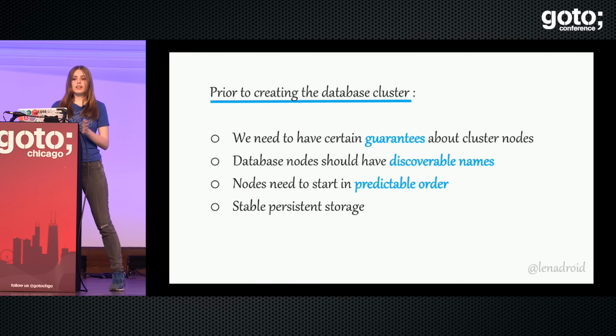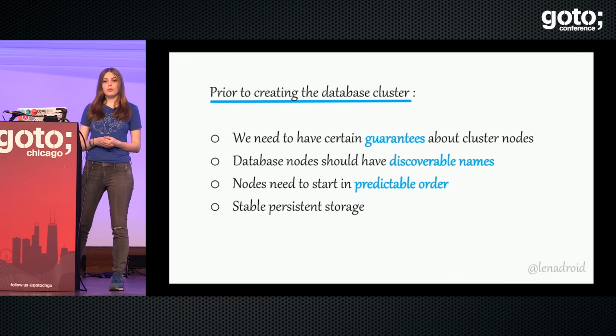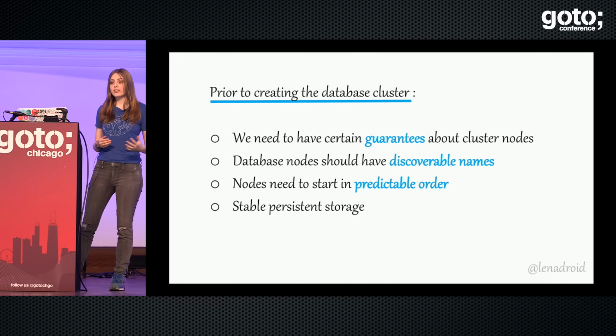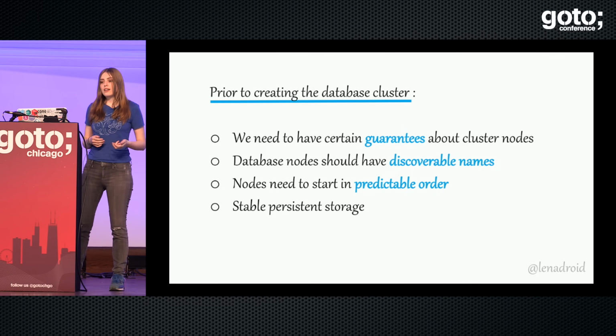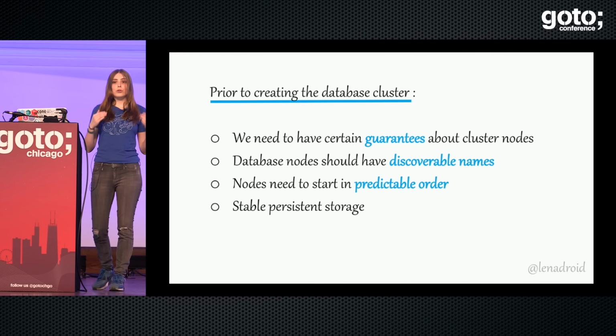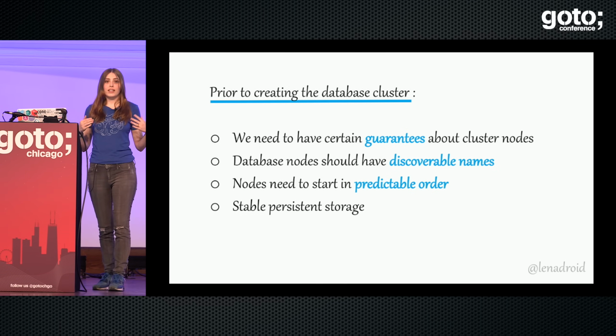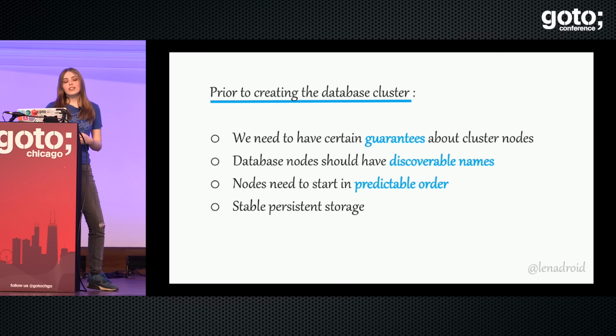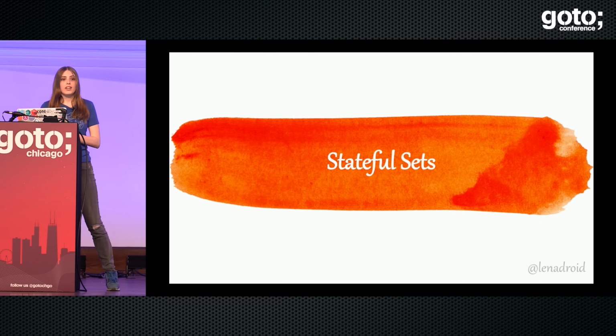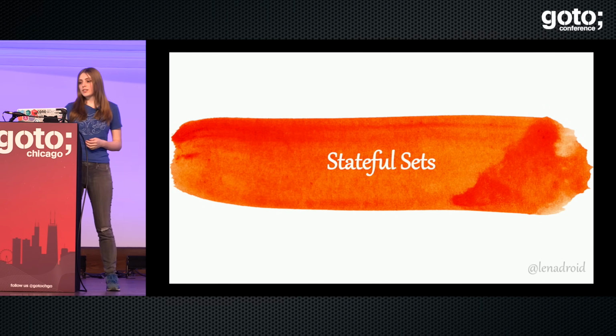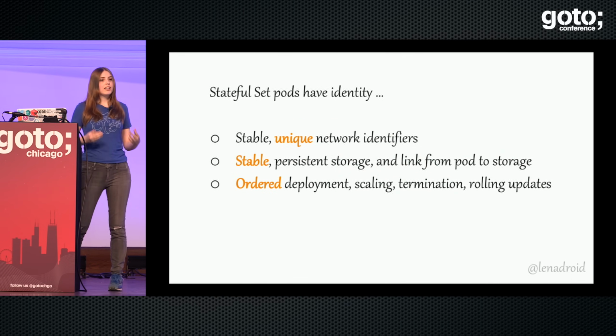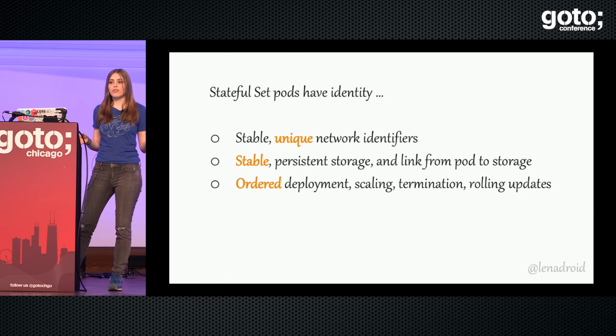So before creating the database cluster, we need to have certain guarantees about the database nodes. They should have discoverable names. They need to start in predictable order for us, and they need to have persistent storage. So let's look at another Kubernetes concept that helps make it possible. It's called Stateful Sets. Stateful Sets are kind of similar to Kubernetes deployments in a way that they always keep a certain number of replica pods running.